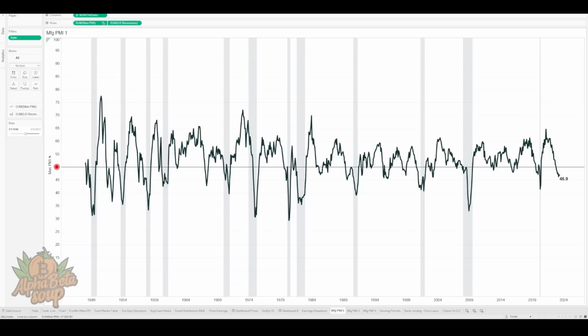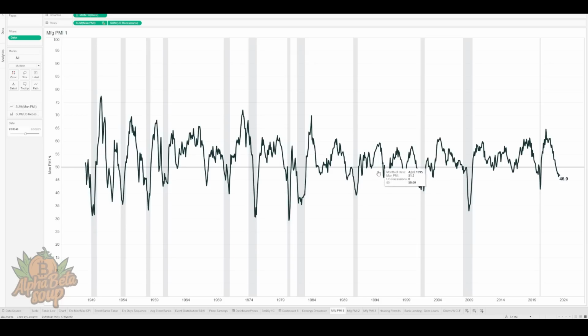When it's above 50, particularly when it's trending higher, that's a good thing. Business outlook is positive. When it rolls over, sentiment is starting to change. When it falls below 50, less than half of the respondents are giving positive outlooks. So the PMIs pretty consistently follow the economy. There are some fake outs. There's some periods of time where it dips below 50 and we don't get a recession.